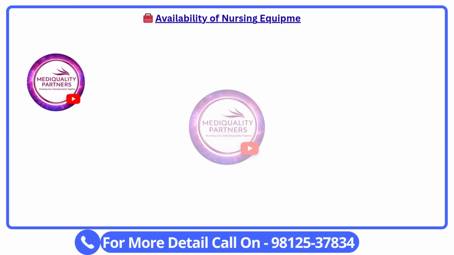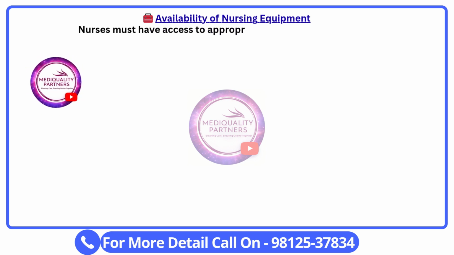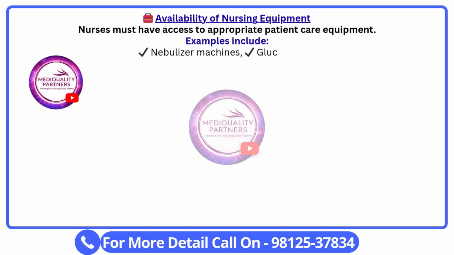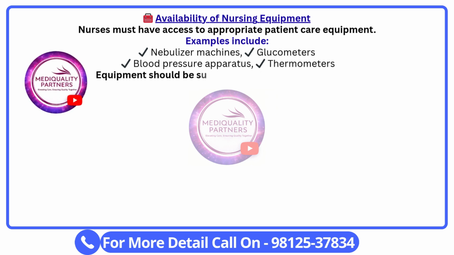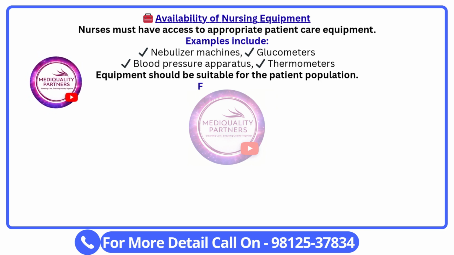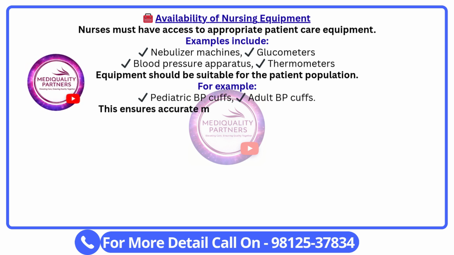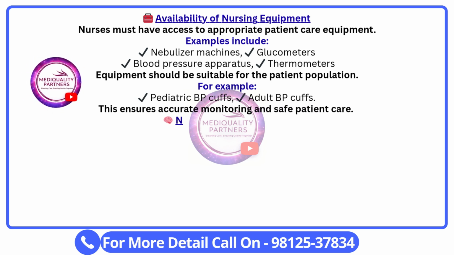Availability of nursing equipment. Nurses must have access to appropriate patient care equipment. Examples include nebulizer machines, glucometers, blood pressure apparatus, thermometers. Equipment should be suitable for the patient population. For example, pediatric BP cuffs, adult BP cuffs. This ensures accurate monitoring and safe patient care.